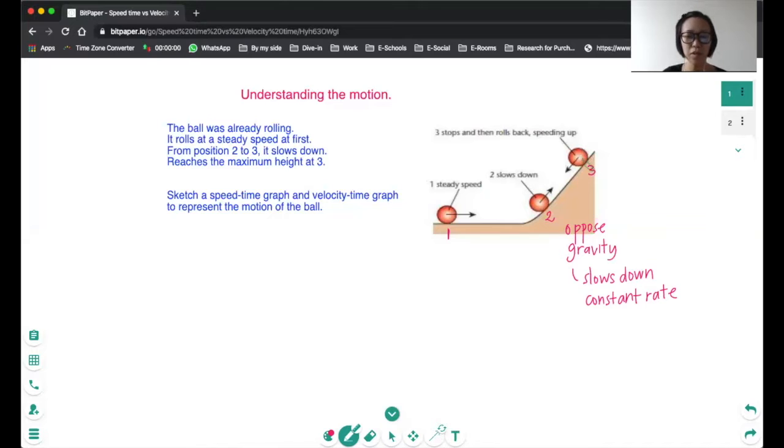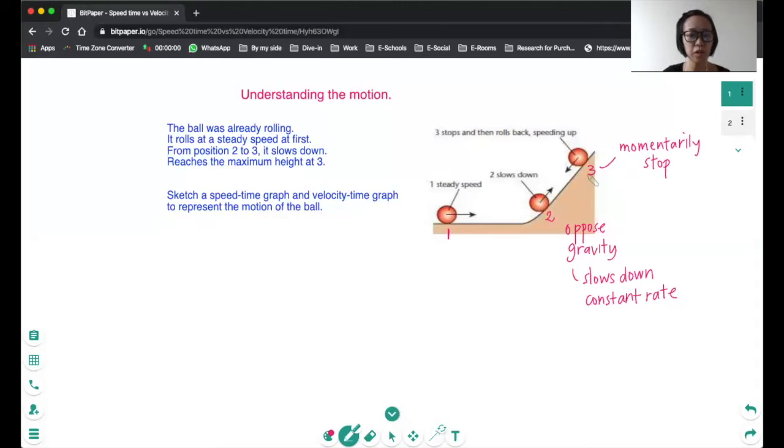And when it approaches the highest height, which is 3, it will reach a maximum height and has to roll back down. So at 3, it will be momentarily stopping. I wouldn't say that it stops there and doesn't move, but it would just stop for a split second. So it would momentarily stop before it changes direction.